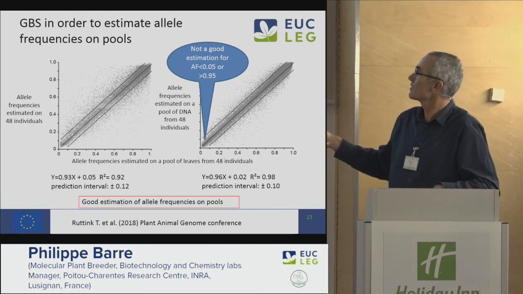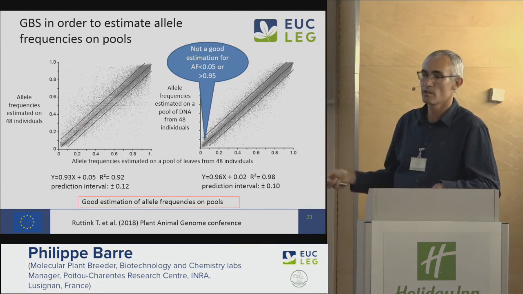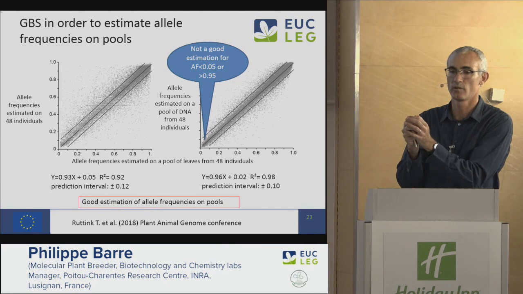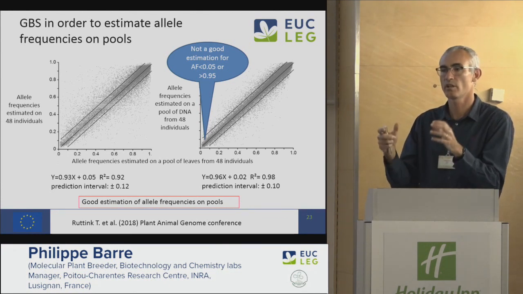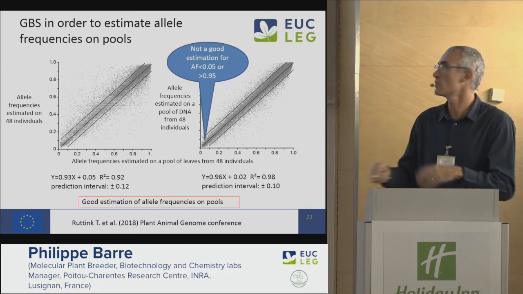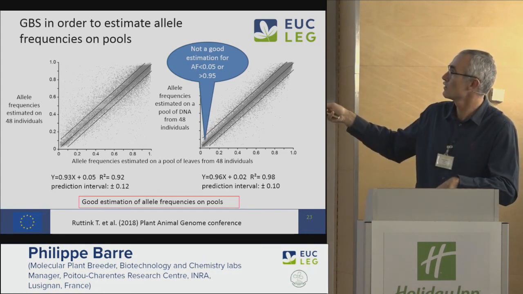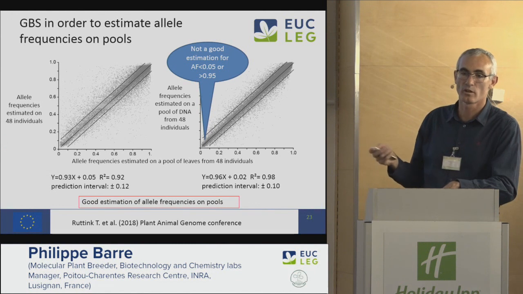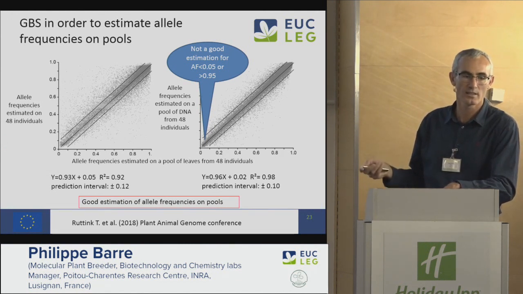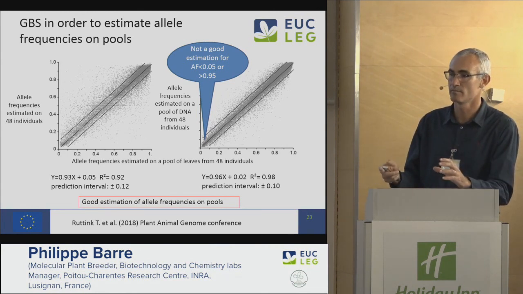And you see that you have quite a good correlation between the pool of leaves. So you estimate allele frequency directly on a pool, in comparison to doing it 48 times, because you have to do it per individual. And so GBS for us in forage species is essential because we can do that. We can estimate allele frequency on a pool of leaves.